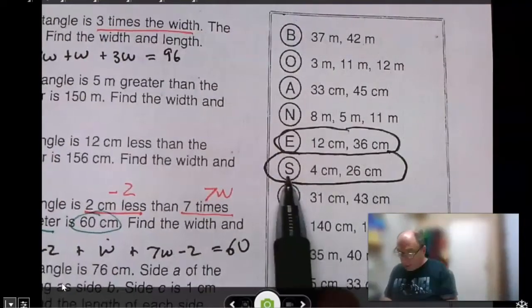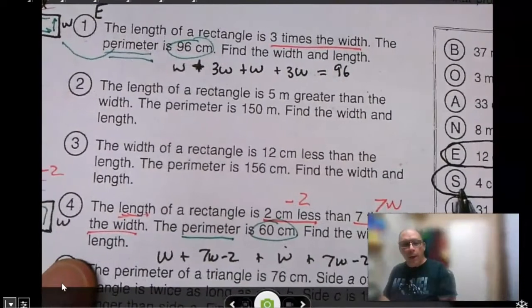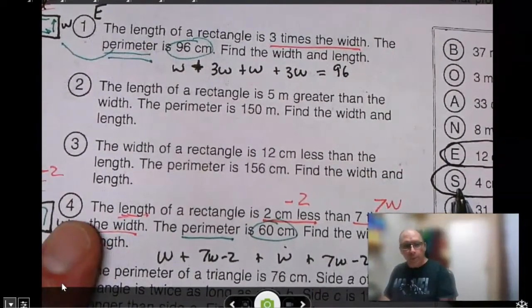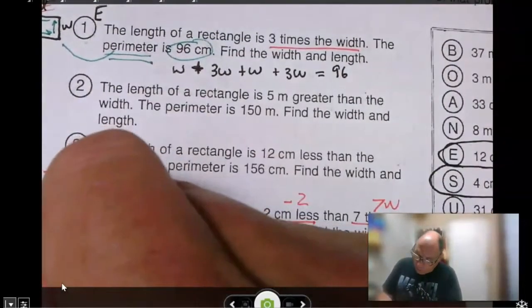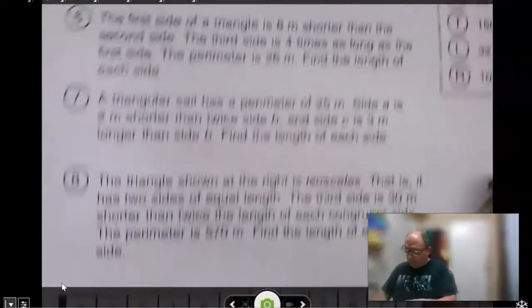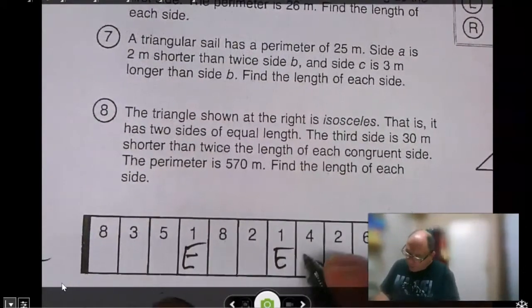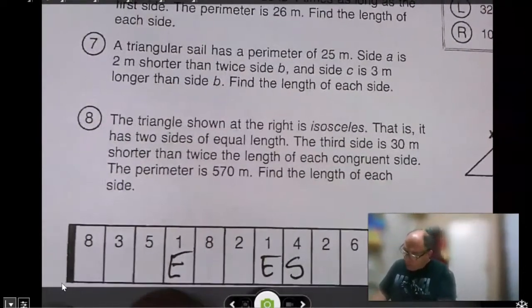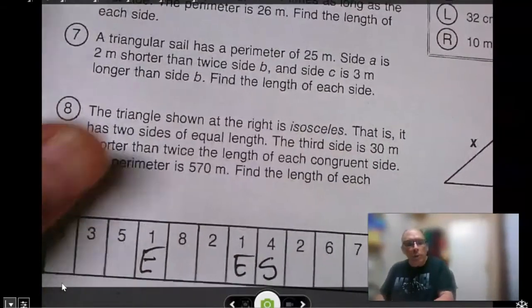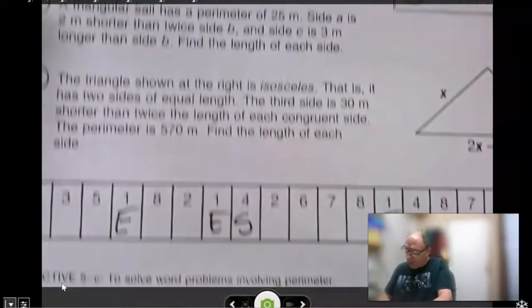The letter S is for problem 4. And so we go down to the bottom of problem 4. Everywhere we see a 4 is the letter S. I think there's only 2 of them. That's all I found. Maybe you found more. 2 of them. All right.